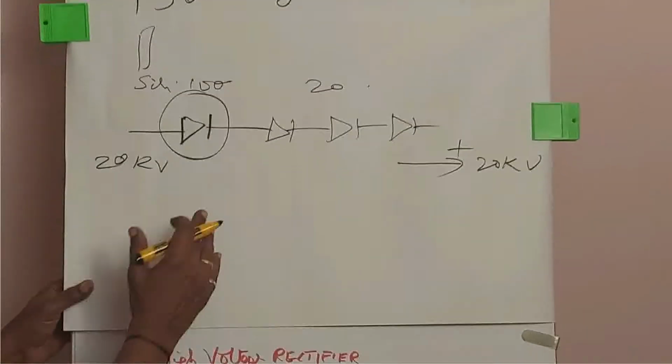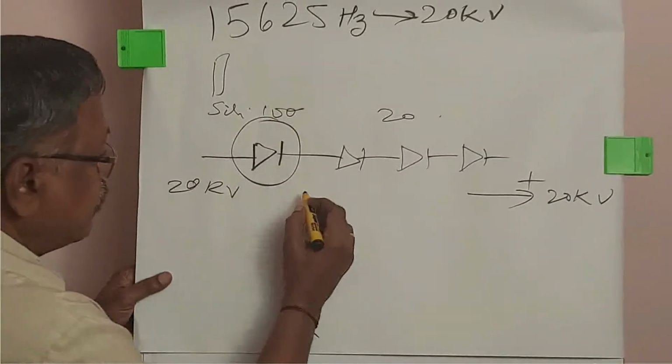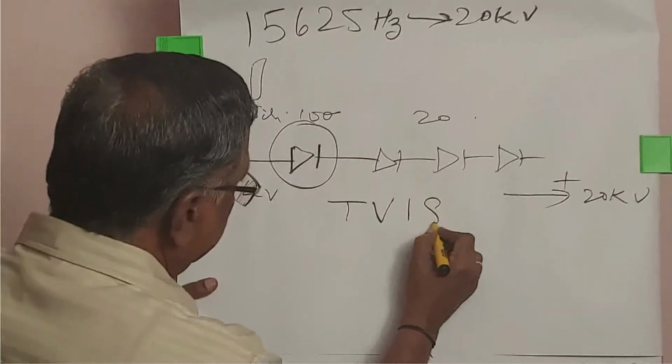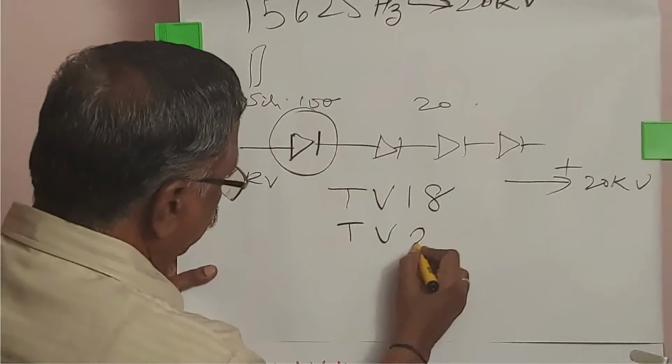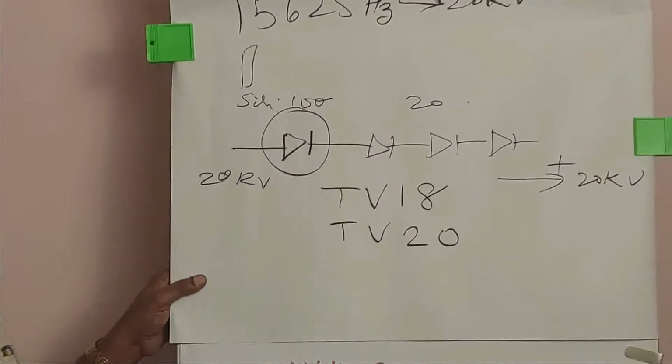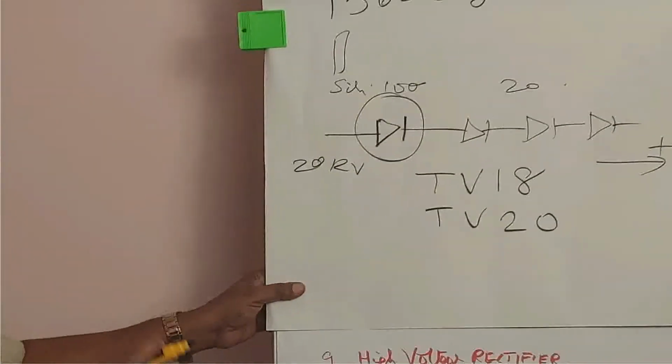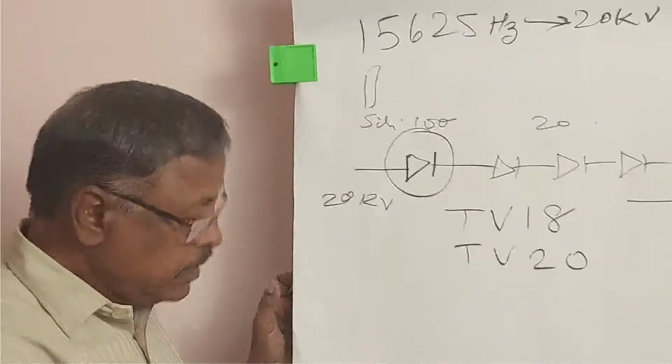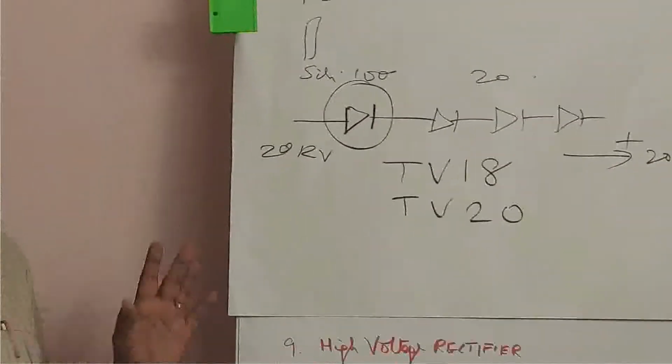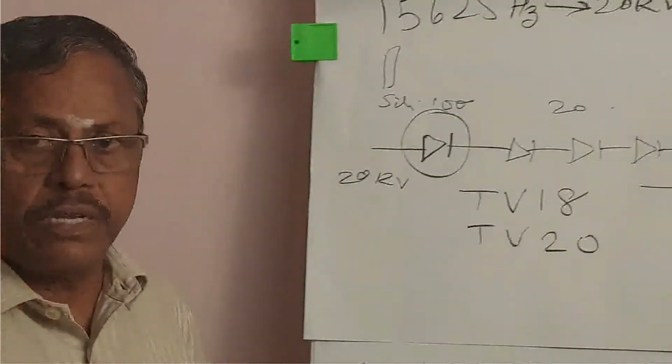For example, the practical diode is called TV18 or TV20. These diodes are very useful. They work under high frequency and also high voltage. I am giving all these practical examples, because wherever you go, these numbers can be used.